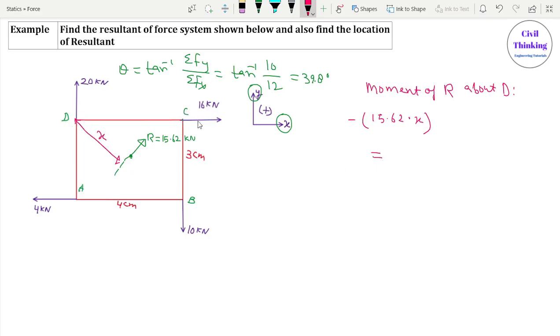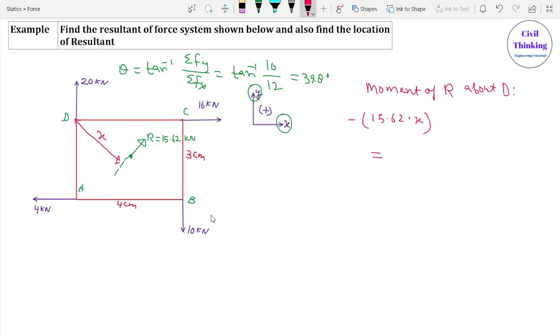Now 16 kilonewton is passing through point D, as you can see. So the moment of 16 about point D is 0, so we will not consider 16. Also 20 is passing through D, so the moment of 20 about point D is 0. So we will also not consider this. We will only consider the moment of 10, which is at a normal distance of 4 centimeter from D, and the moment of 4 newton, which is at a normal distance of 3 centimeter from point D.